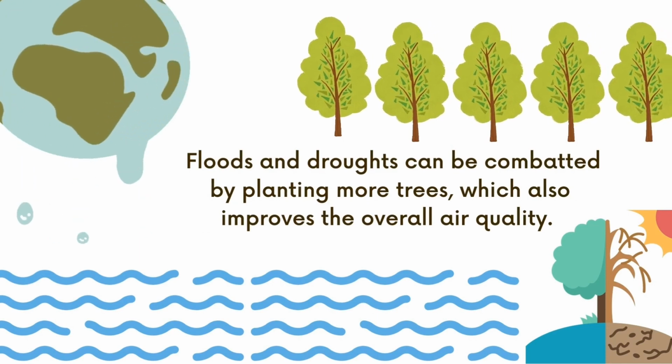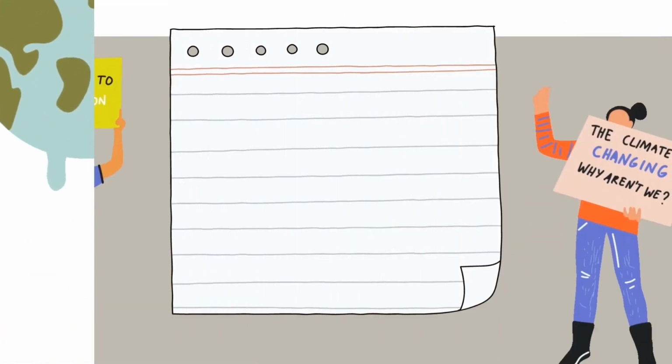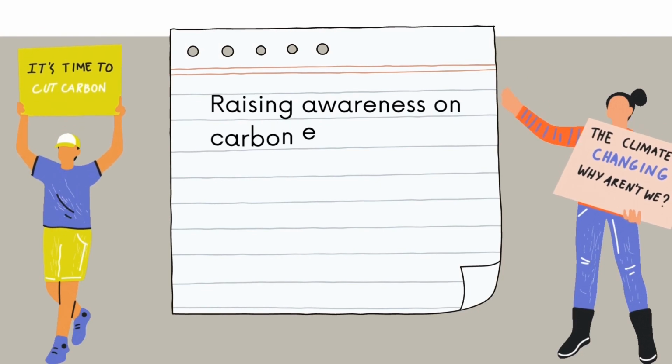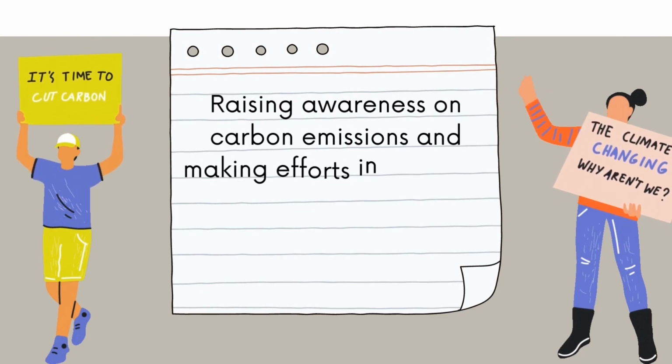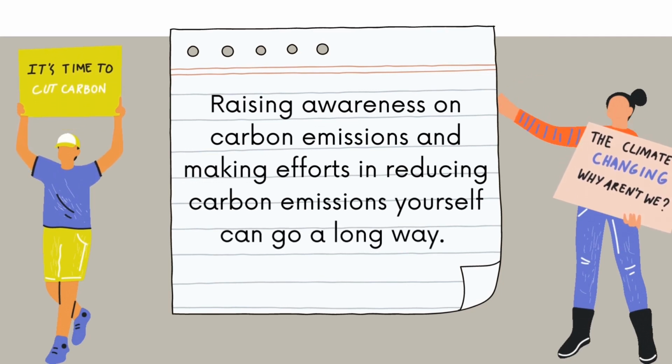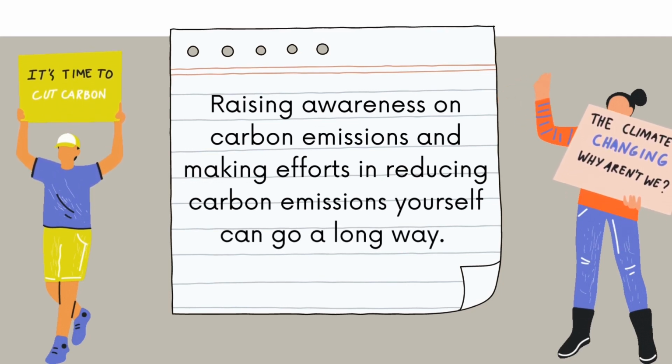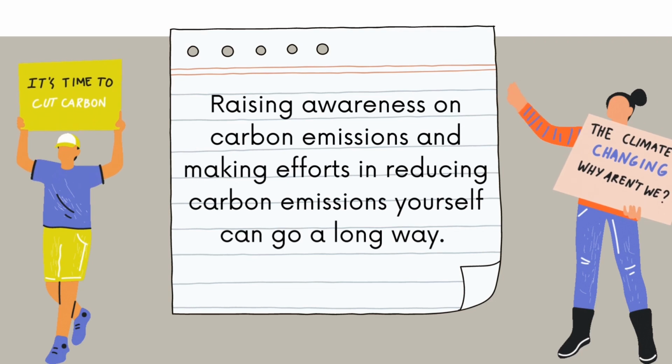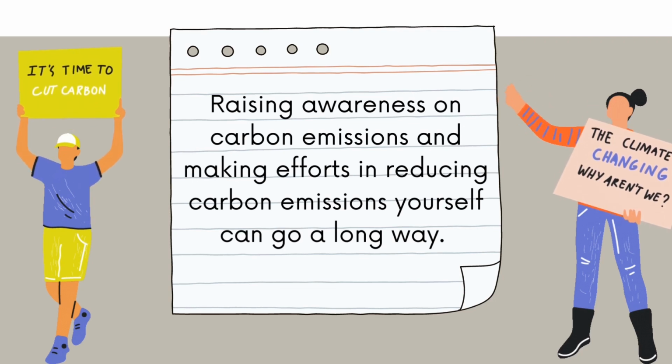Temperature fluctuations are attributed to global climate change. Thus, raising awareness on carbon emissions and making efforts in reducing carbon emissions yourself can go a long way. These actions that can be done by the students are important in protecting human health against the negative effects of the carbon cycle.